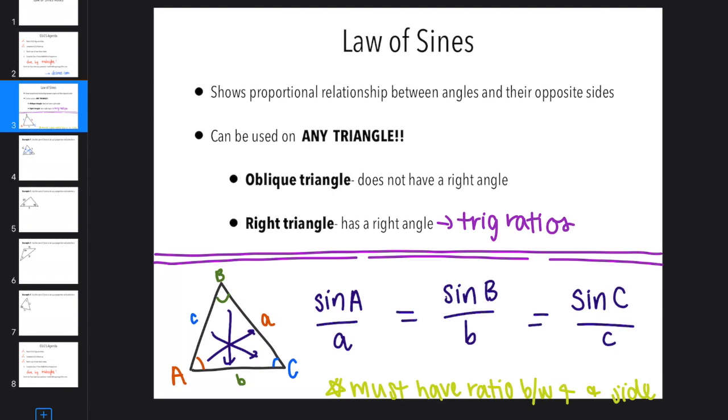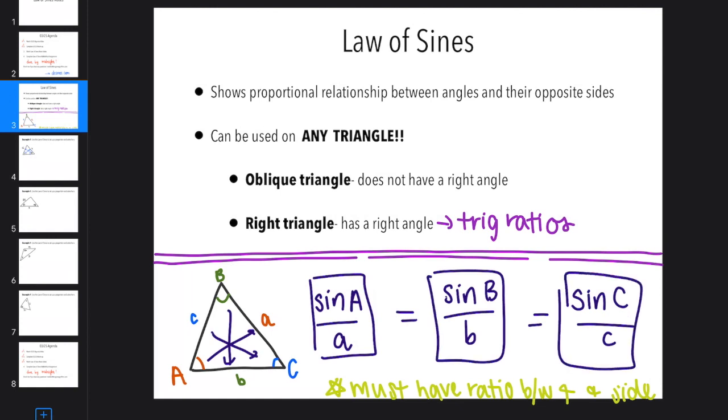And in order for us to use the Law of Sines, we have to have one of these ratios. So I have to have a quantity for an angle and a side. It can be any side. So I could have my relationship between angle A and side a, angle B and side b, or angle C and side c. And I could set up this ratio between any two sides. We just have to have a ratio between an angle and a side. And how do I know what measures pair up with which? It's all going to be opposite.